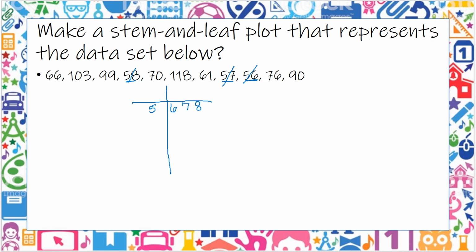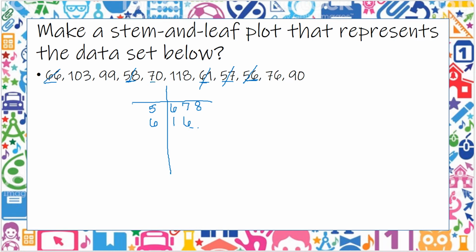Looks like I'm out of all the 50s now, but I've got some 60s. I've got 61 and 66. So I'm going to put a 6 down for the tens place and a 1 down for the ones place, so it'd be 61, and then 66. You've got the 6 in the tens place, you need the 6 in the ones place. So I've used both of those.